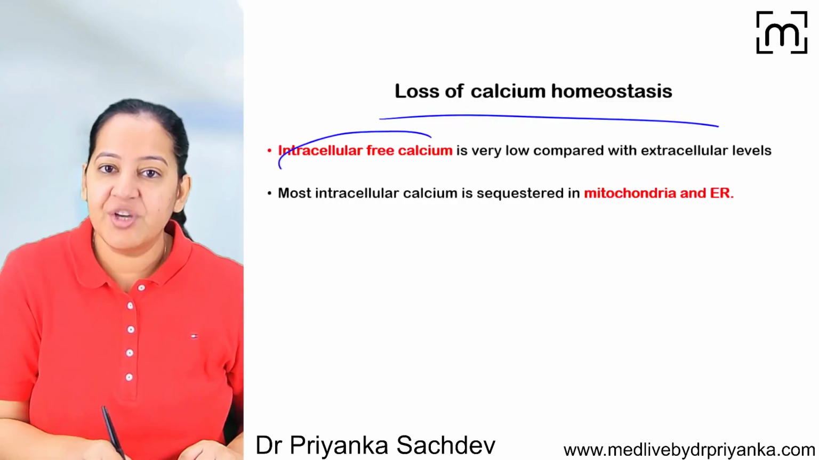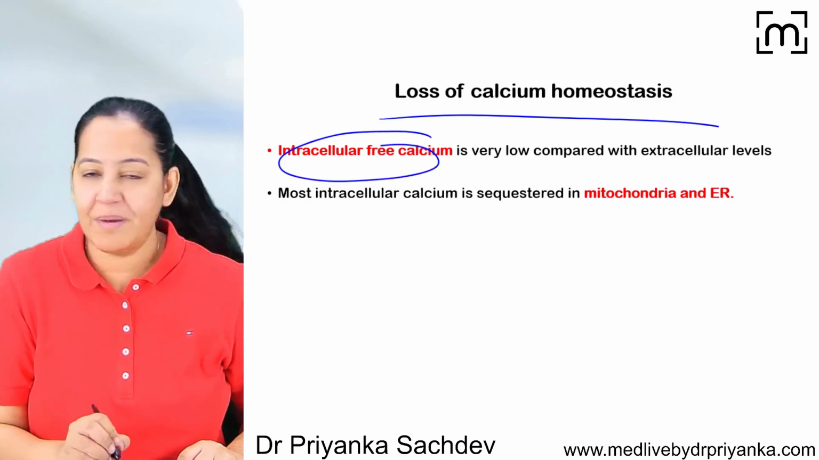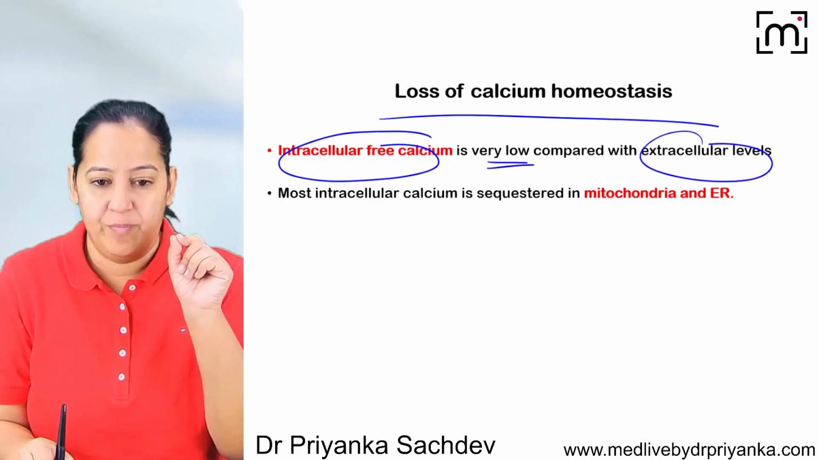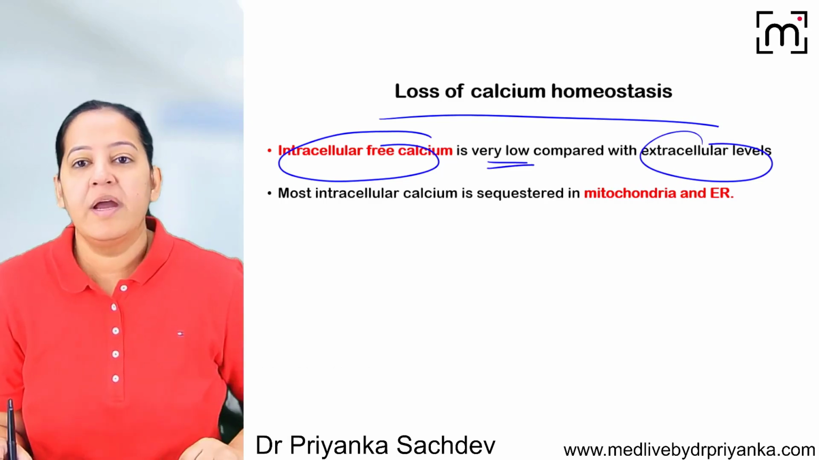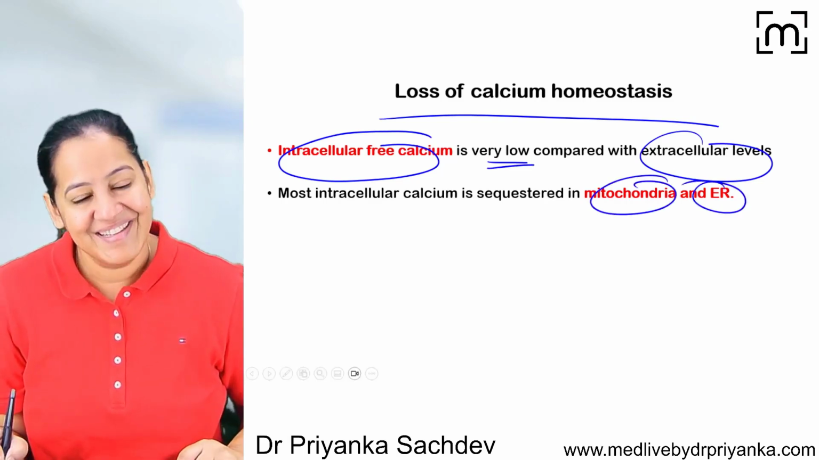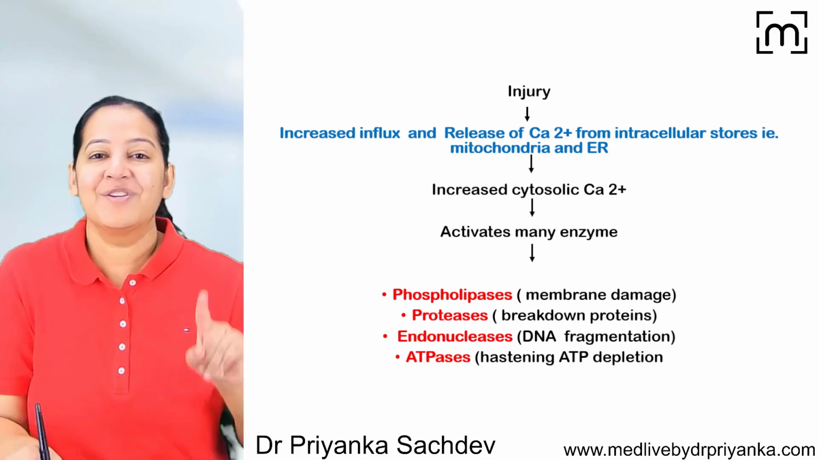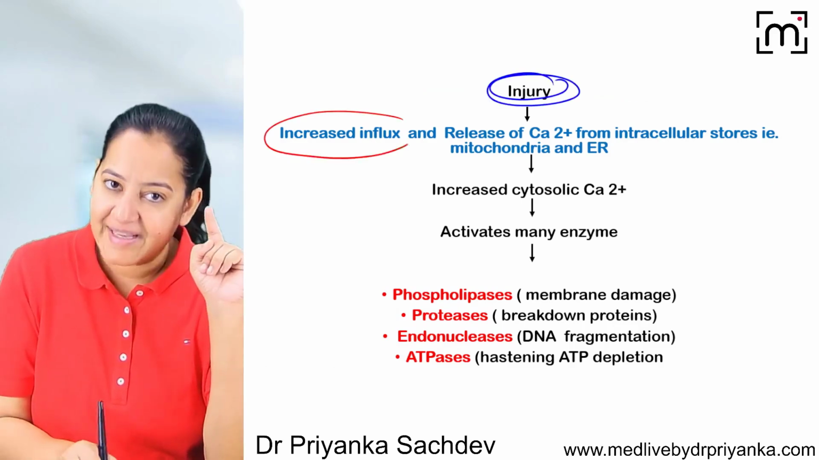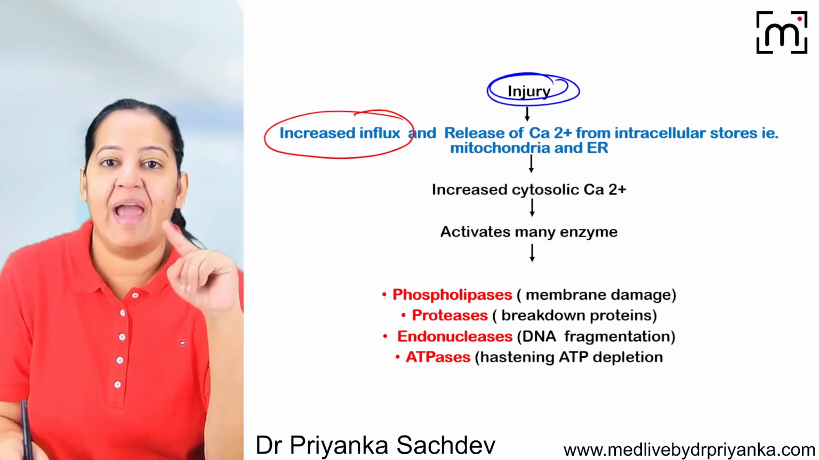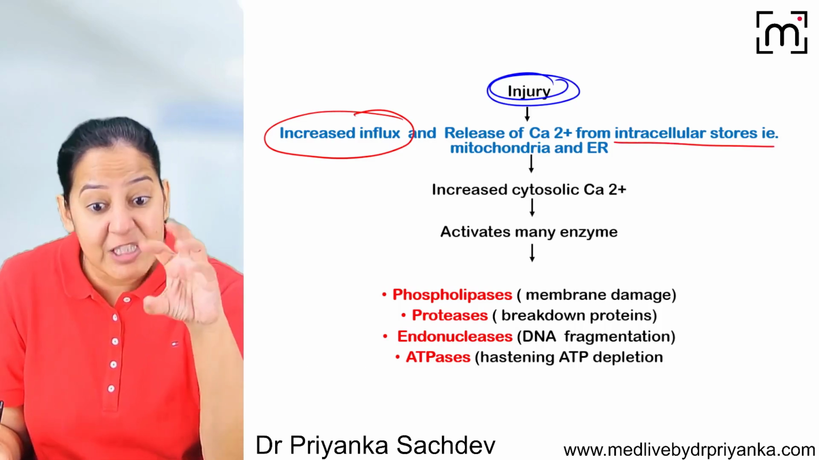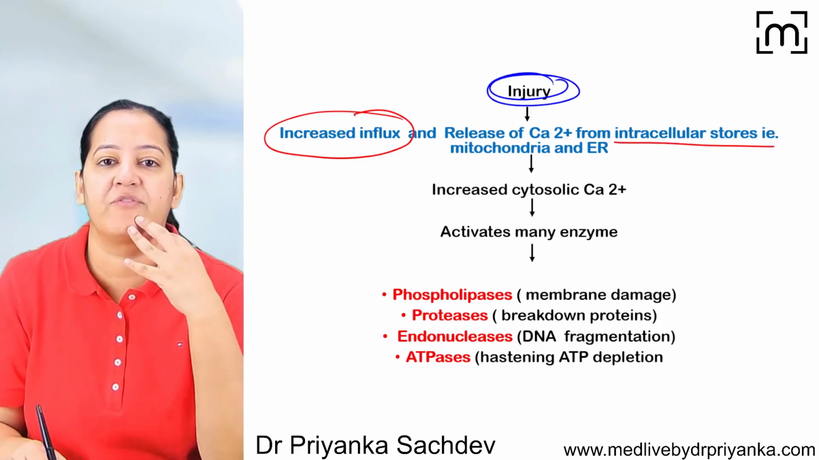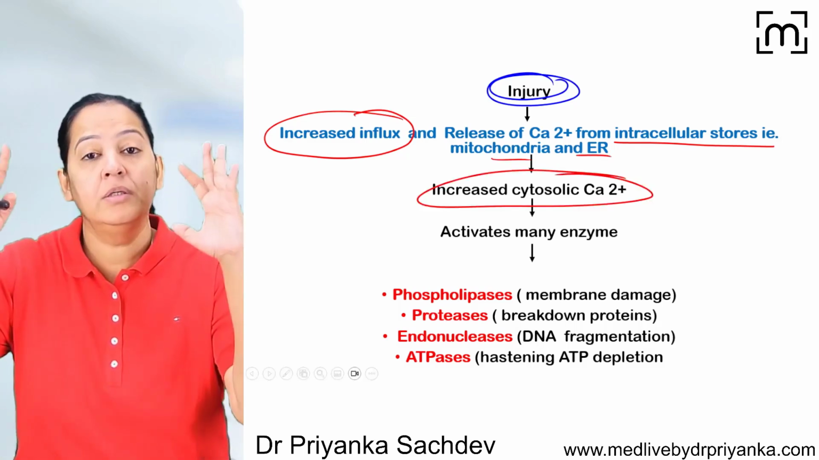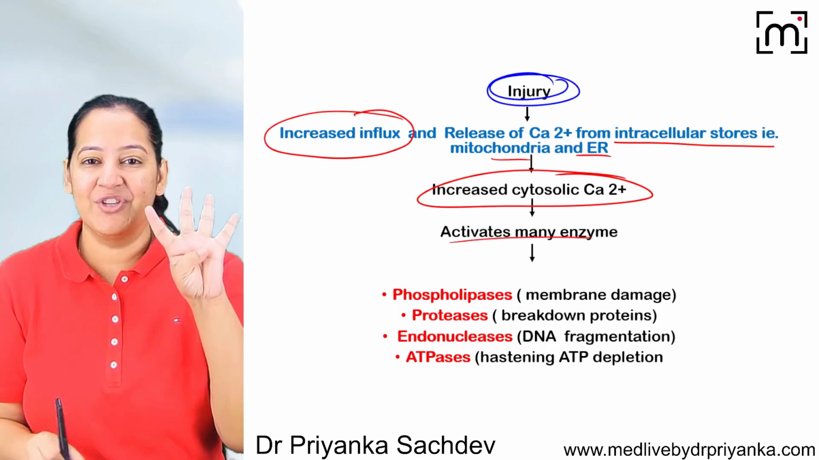Normally calcium is extracellular. Extracellular is high, intracellular is very low. If it is intracellular, it is sequestered in the mitochondria and endoplasmic reticulum. So whenever there is an injurious agent, two things will happen. The extracellular calcium will come inside, and the intracellular stores, that is sequestered calcium from the mitochondria and the endoplasmic reticulum, will also come out. So in the cytoplasm there is abundant calcium. That will cause activation of 4 enzymes.